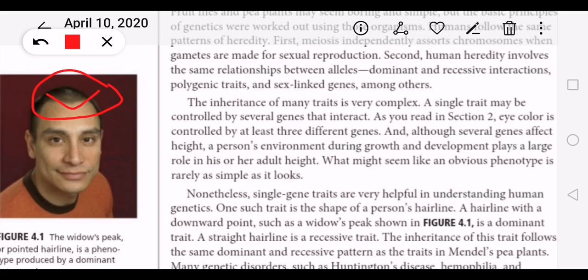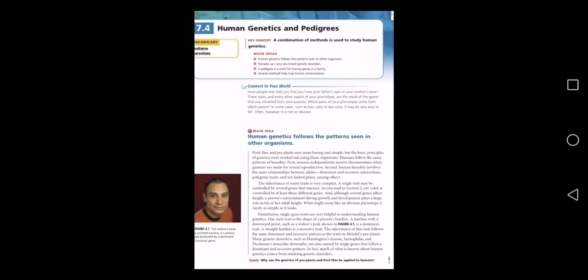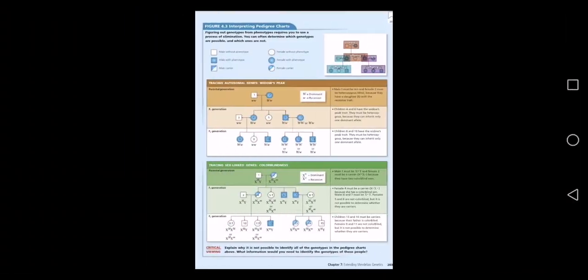Okay, the widow's peak is dominant. Meaning the allele that gives a V shape for the hairline is dominant, and the allele that gives a straight hairline at the front is recessive. Good. In this example, we're going to trace a family.